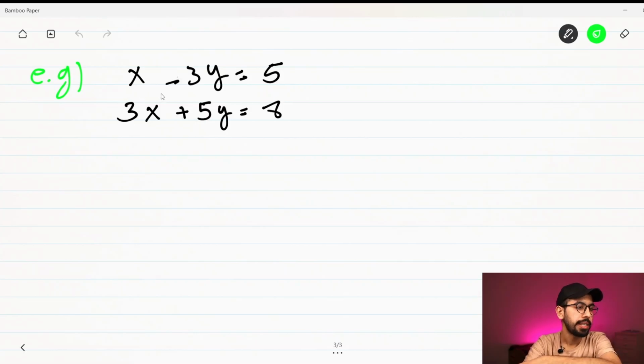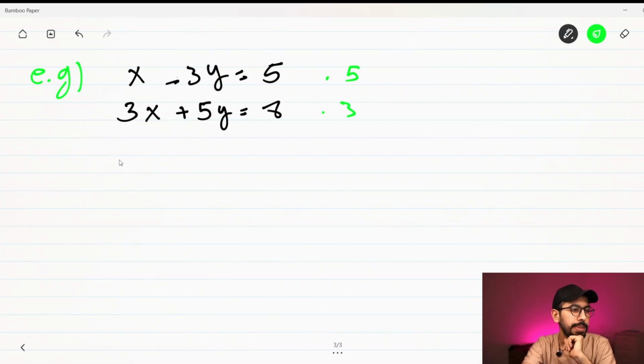In this example, we have x minus 3y equals 5 in the first equation, and in the second equation, we have 3x plus 5y equals 8. What can we do now? There is not even a little bit of similarity between them, but the only thing that we can do is multiply the first one by 5 and the second one by 3. Why do we do that? We do that because we want to get a minus 15y here and a positive 15y here, so that these two y terms can eliminate each other.